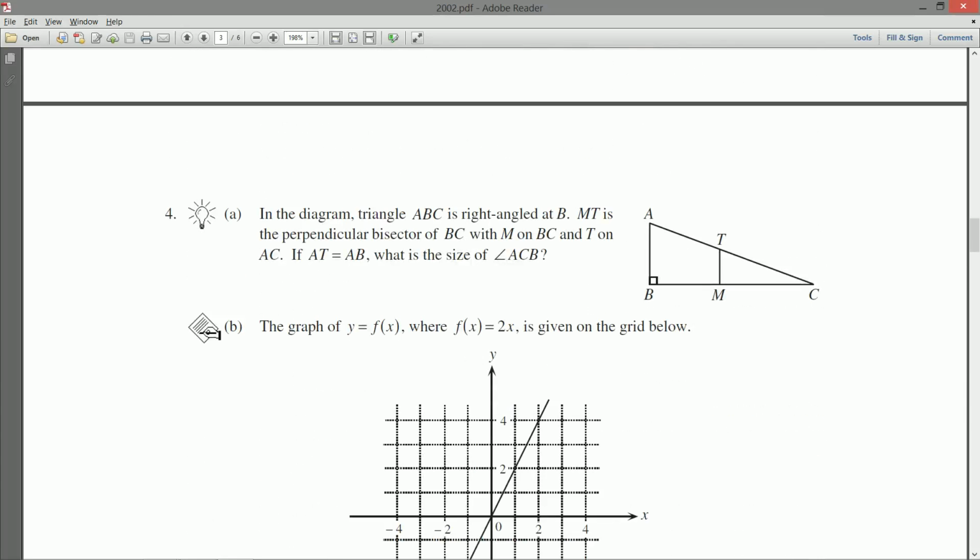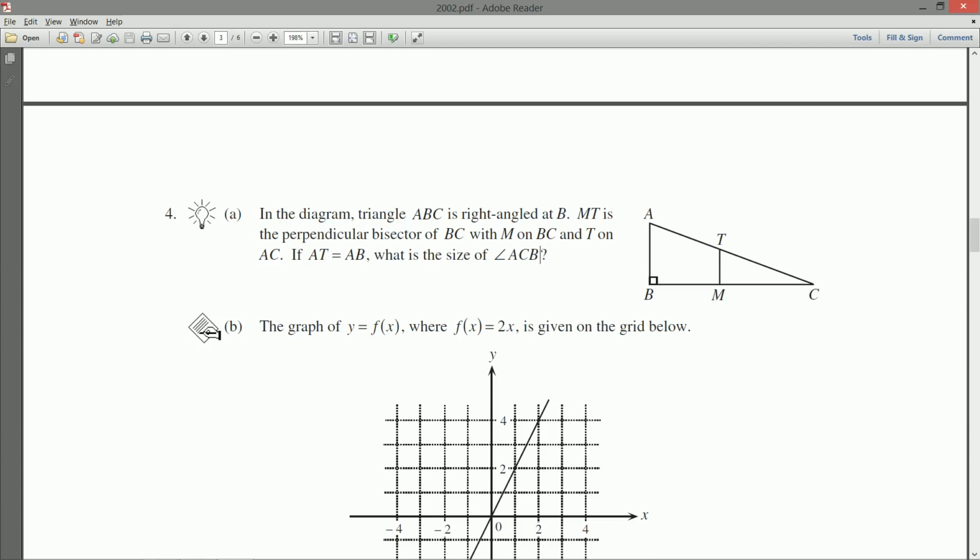In the diagram, triangle ABC is right angled at B, just as they have shown. MT is the perpendicular bisector of BC. So we have to recall what a perpendicular bisector means. It means that it hits BC, the side that it's bisecting. It splits it in half, so BM is equal to MC. And it also hits it at a perpendicular or right angle. So M's on BC and T is on AC. If AT is equal to AB, what is the size of angle ACB?